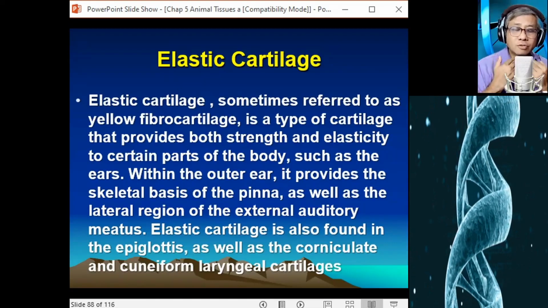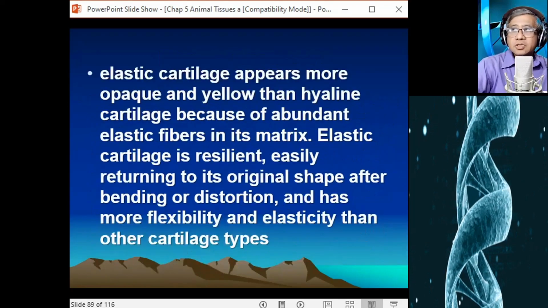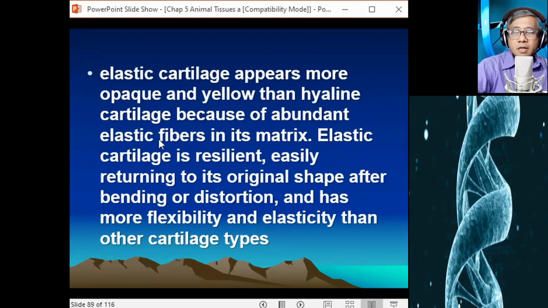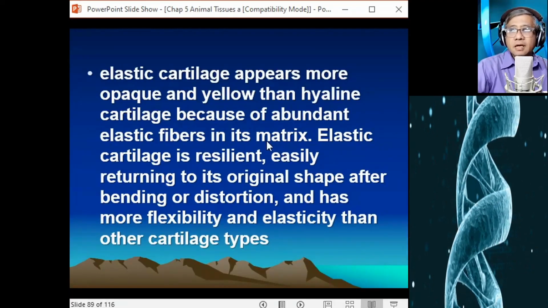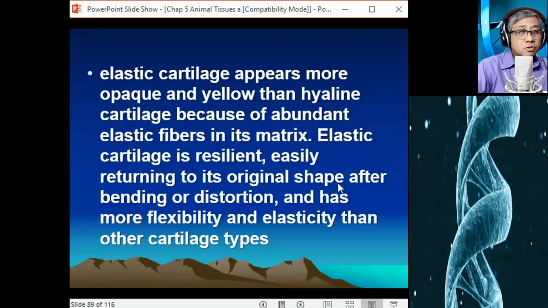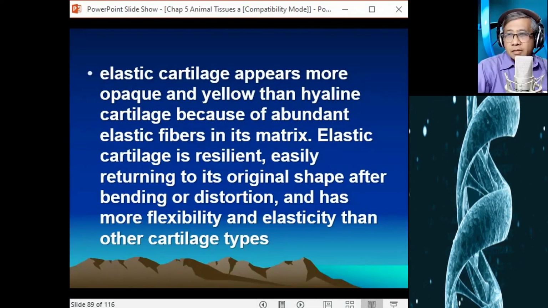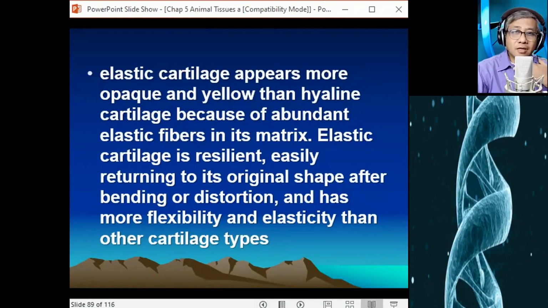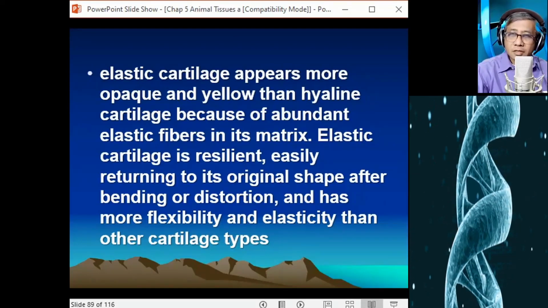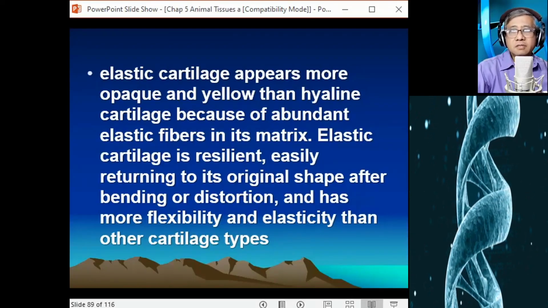So, the vocal cords can vibrate, producing sound. Elastic cartilage appears more opaque and yellow than hyaline cartilage because of abundant elastic fibers in its matrix. Elastic cartilage is resilient, easily returning to its original shape, so it can be stretched and can recoil after bending or distortion. So kailangan ito ng larynx kasi di ba yung vocal cords na nagvibrate, so kailangan dapat elastic yung cartilage doon. Okay, it has more flexibility and elasticity than other cartilage types.